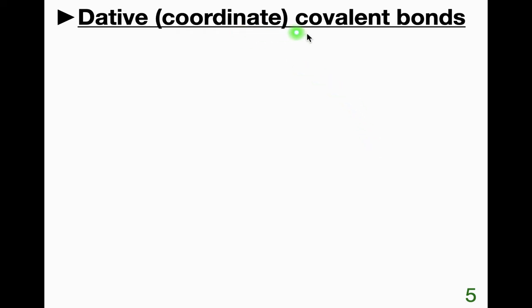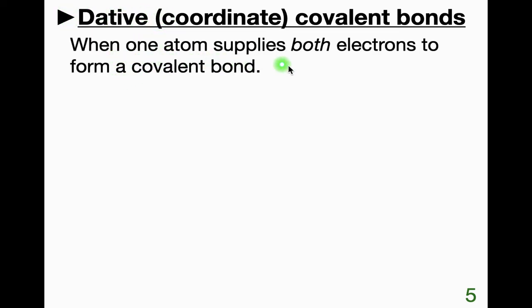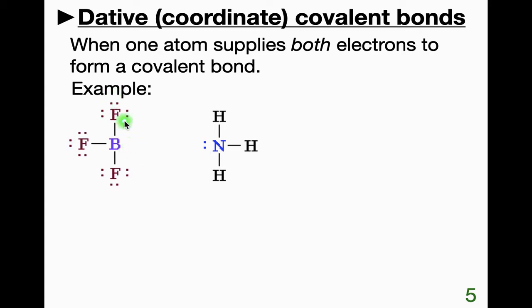Dative coordinate covalent bonds. You'll hear the term coordinate used a lot. IB prefers the term dative. This is when one atom supplies both electrons to form a covalent bond. So the example that's always used is boron trifluoride and ammonia. Well, remember boron is an exception to the octet rule. It will have only 3 pairs of electrons around it, but it has an empty p orbital, just a p orbital with nothing in it.